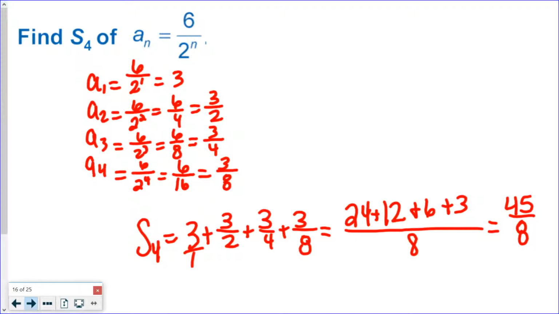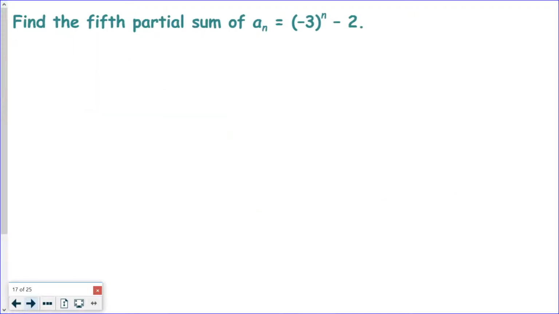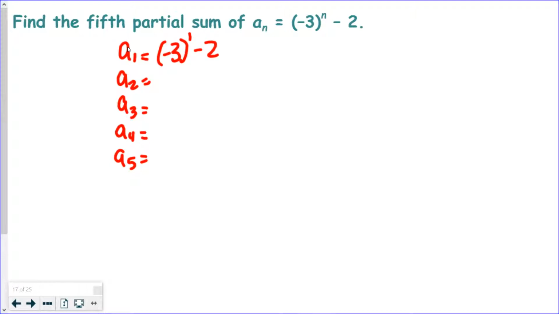Let's do one more, and we'll stop the video. Fifth partial sum of this guy. In order to find it, we need to find the first 5 terms. All right, this is going to be negative 3 to the first power minus 2. That's negative 3 minus 2, which is negative 5. Negative 3 squared minus 2. That's going to be 9 minus 2, which is 7.